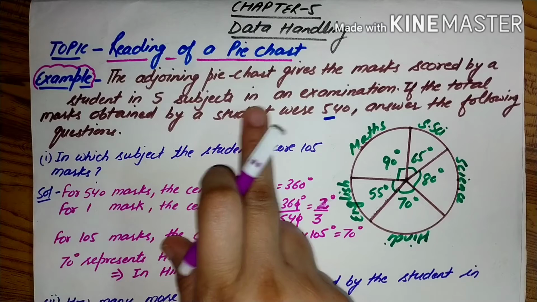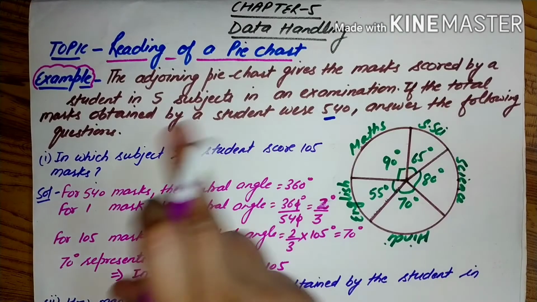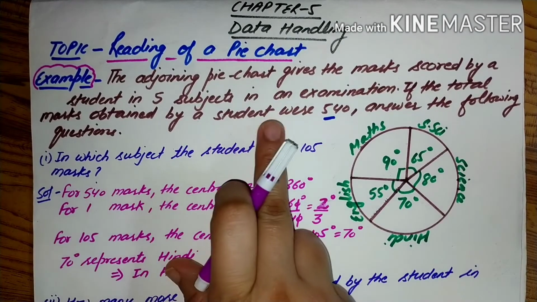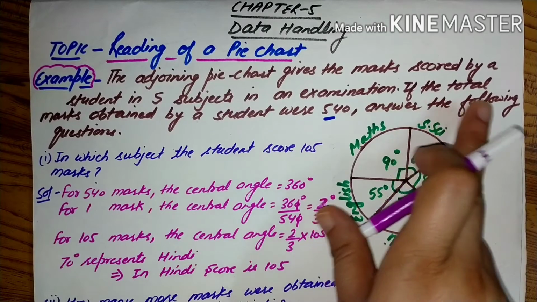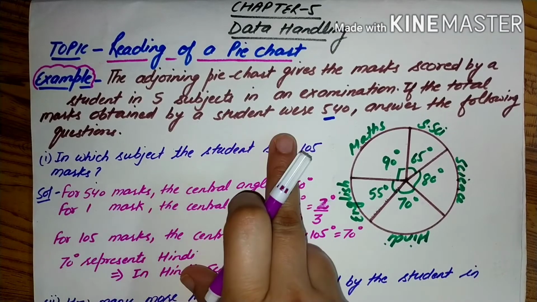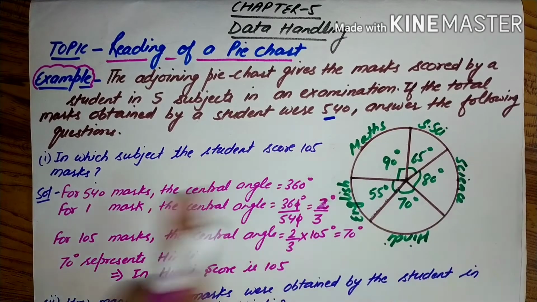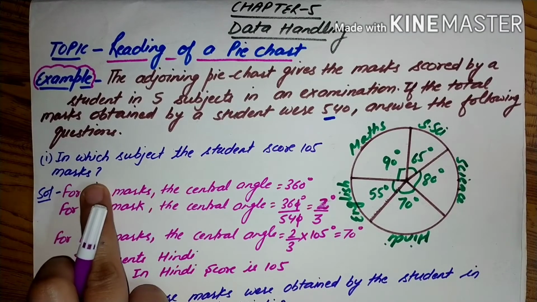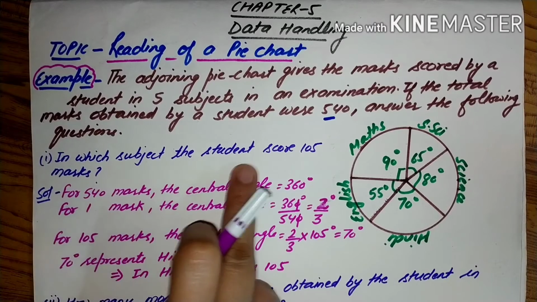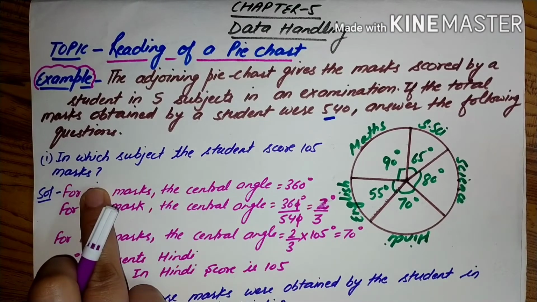The adjoining pie chart gives the marks scored by a student in 5 subjects in an examination. If the total marks obtained by a student were 540, then answer the following question. And the question number 1 is, in which subject the student scored 105 marks?